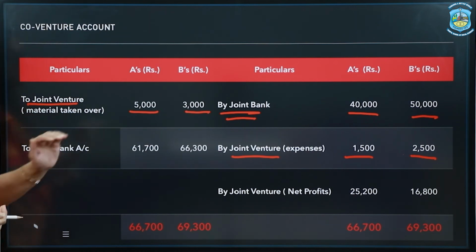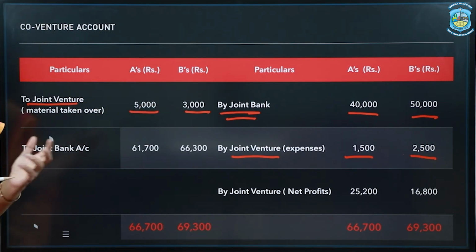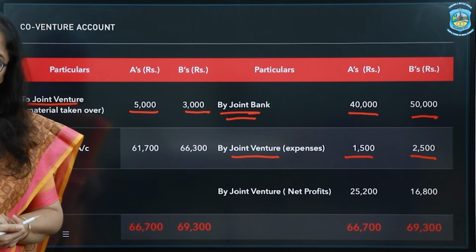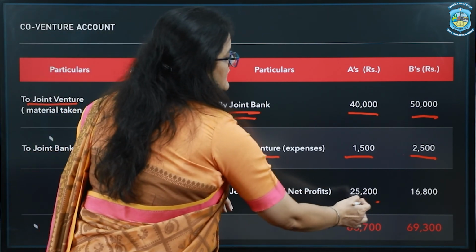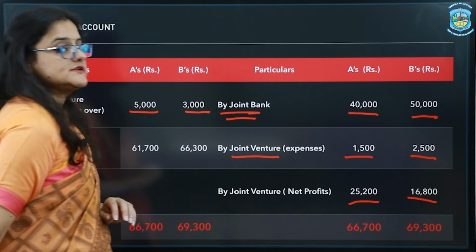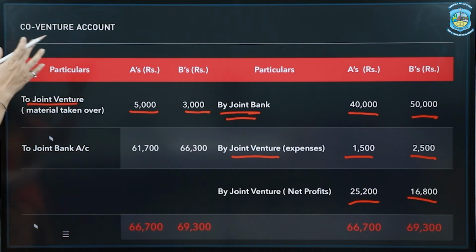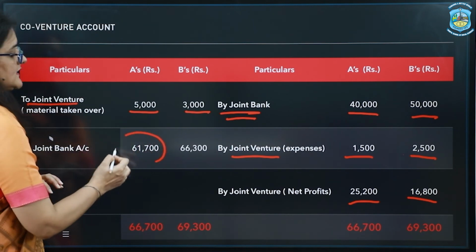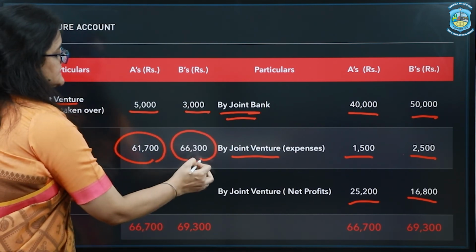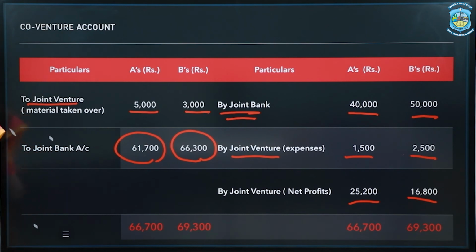This settles their claims by this much of value. Instead of cash, they have taken material of this much worth, right? So this is shown as a payment to them. Finally, we have credited the share of profit to their account, and that finally sums up their value as their final settlement, 61,700 for A and 66,300 for B.